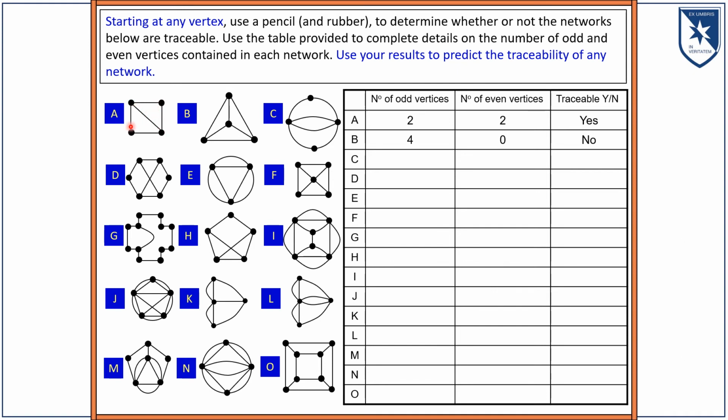The other 2 are even because there's an even number. There are 2 edges connecting to this vertex and 2 edges connecting to this vertex. So that's 2 vertices with odd degree, 2 vertices with even degree. So we've got 2 and 2. Is it traceable? Well, you'll have to go over the top. I think we did this one earlier. And I think if we start here, then we should be okay. I'll just get the pen and check.